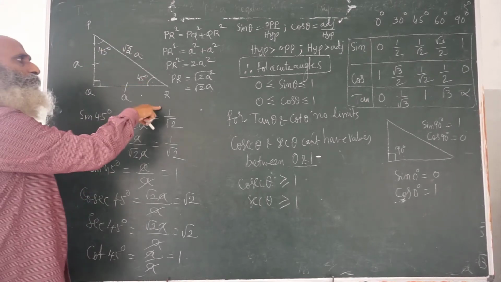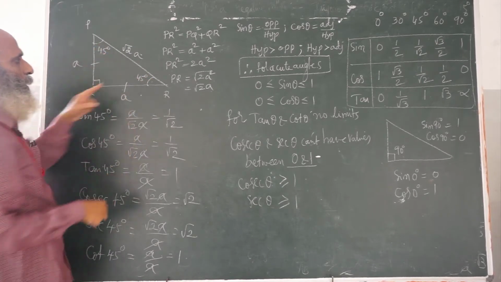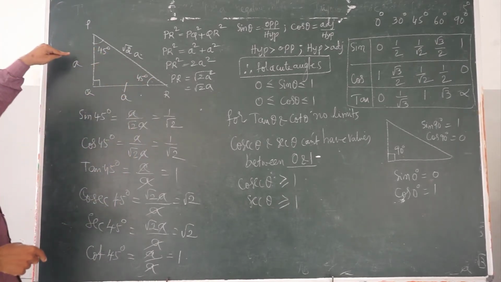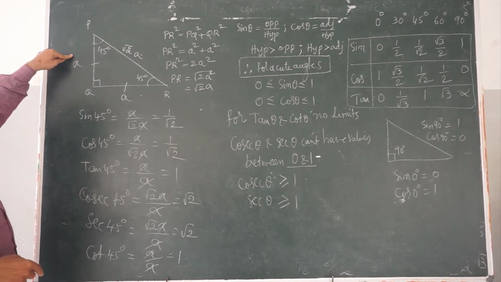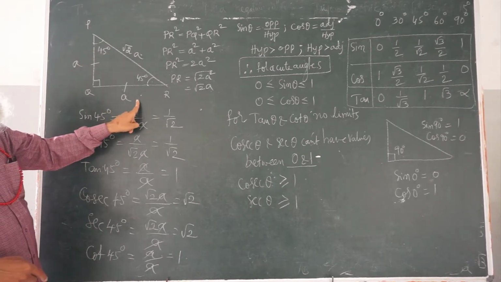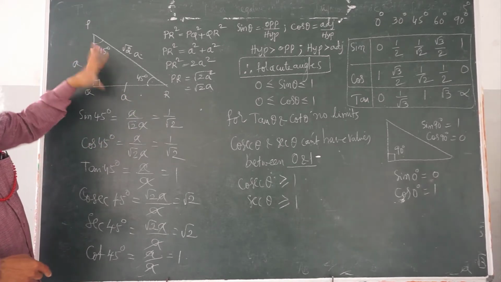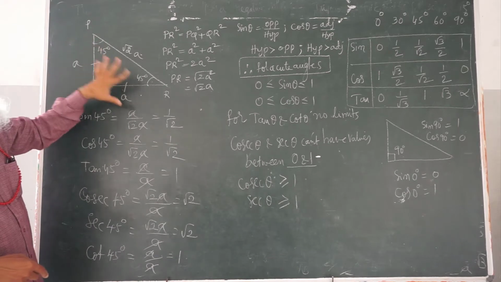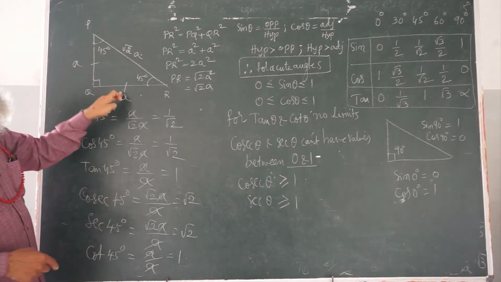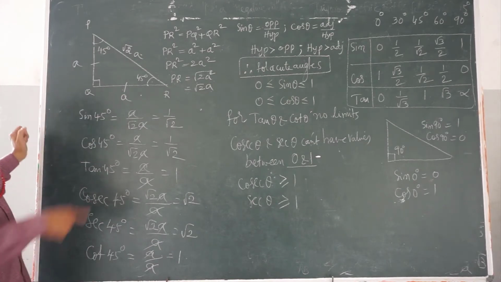Now, as 45 degrees is the angle, we can take this as 45, this as 45. If you take this as the angle, then PQ is the opposite side. If you take this as the angle, then QR is the opposite side. But whatever it is, PQ and QR are equal. So, there is no confusion between opposite side and adjacent side. If this is the opposite side, this is the adjacent side. Now, sin 45.